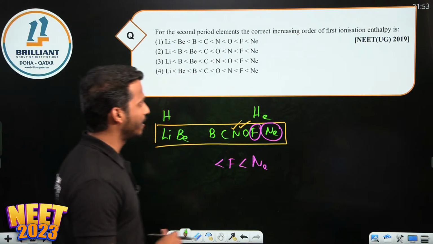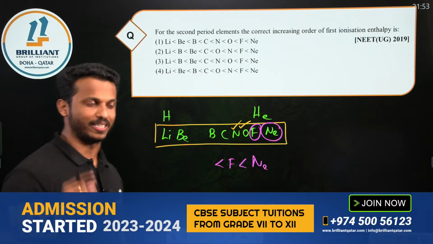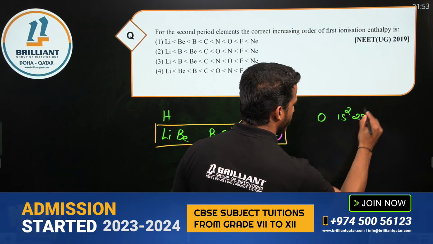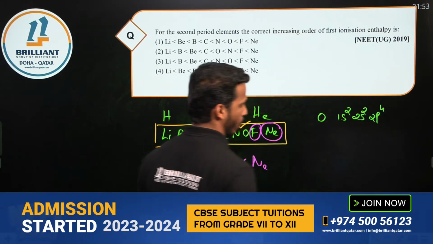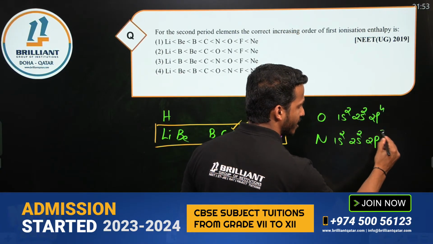Oxygen, check the configuration, all of you, very important. Oxygen and nitrogen, careful, okay? Dear all, oxygen is 1s2, 2s2, 2p4, 8 electrons. Nitrogen is 1s2, 2s2, 2p3, 7 electrons.